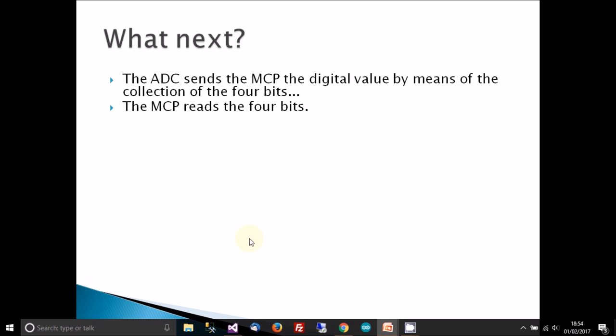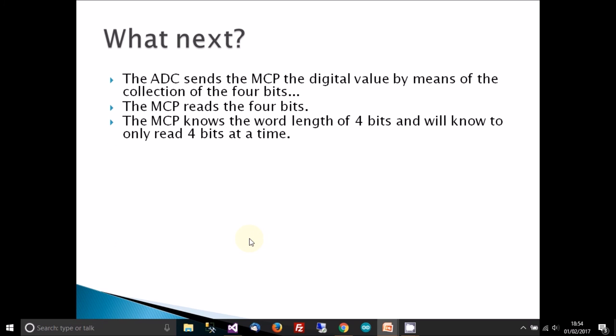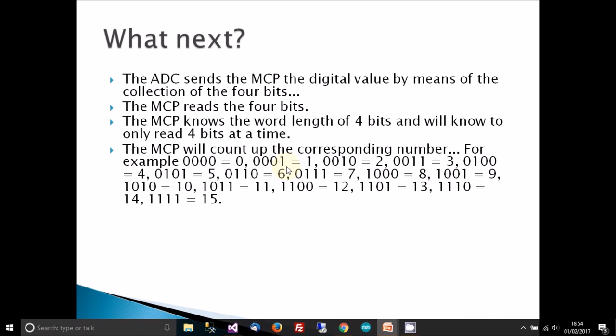The microprocessor reads the 4 bits. The microprocessor knows the word length of the 4 bits and will know to only read those 4 bits at a time. So the microprocessor will count up to the corresponding number. For example, 0000 equals 0, 0001 equals 1, 0010 equals 2, all the way up to 15, so 0 to 15, so 16 potential values. And then from that number, the value can be presented to the programmer.